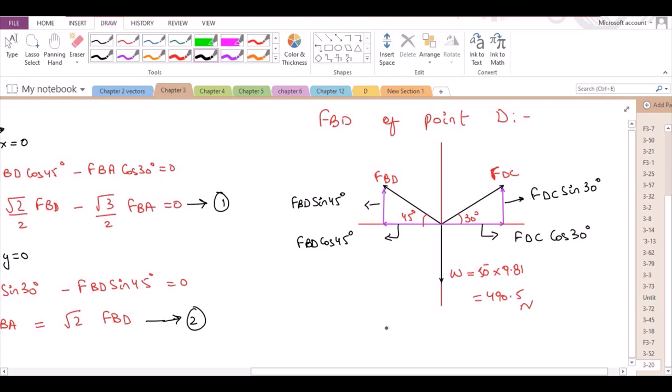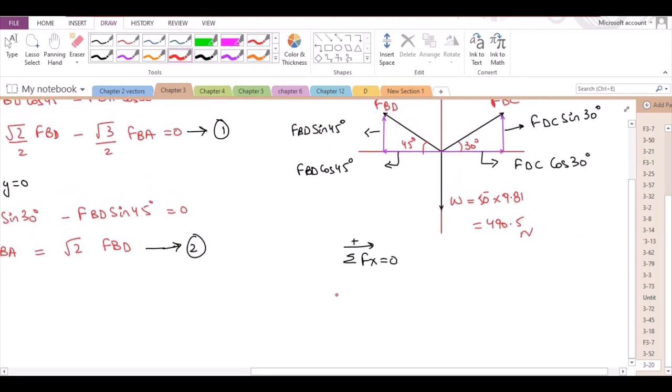Now we can apply the equations of equilibrium. So we have the sum of the forces in x direction equals 0. I am considering the right hand side as positive. So we have FDC cos 30 degrees minus FBD cos 45 degrees equals 0. So from here, after simplifying, FDC becomes root 6 upon 3 FBD. Let's call this equation 3.